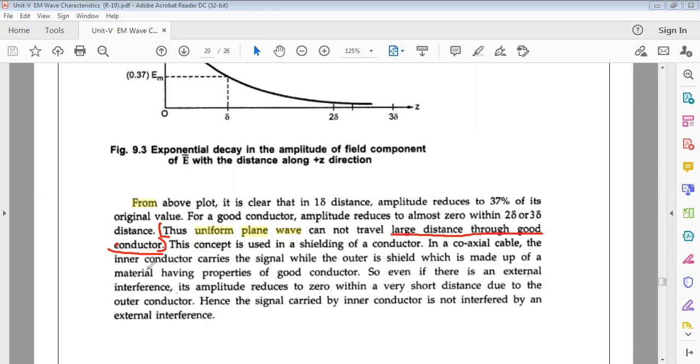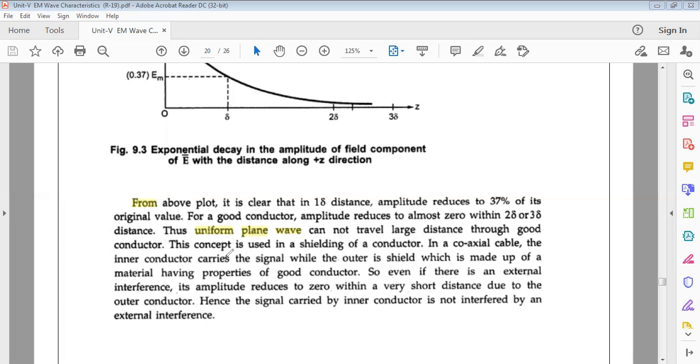In a coaxial cable, the inner conductor carries a signal, while the outer conductor acts as a shield, made of a material having the properties of a good conductor. So even if there is external interference, its amplitude is reduced to 0 within a very short distance due to the outer conductor, and the signal carried by the inner conductor is not affected by the external interference. See, what is the point we have to know here?